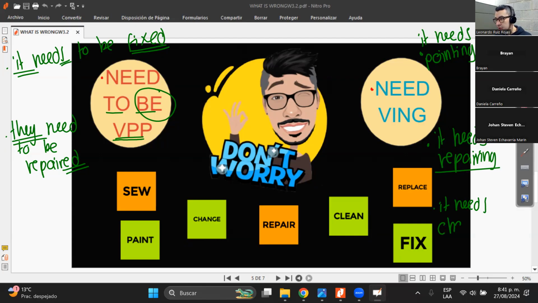replacing or changing. Ready? Entonces, these structures are going to help me to express and to state what the object needs. ¿Qué es lo que necesita in order to solve or to fix the problem? Ready? So it's super easy. I'm just going to have it needs to be and then the verb in past participle, or needs and then the verb in ing, and that's it. Listo, guys? Questions about it?